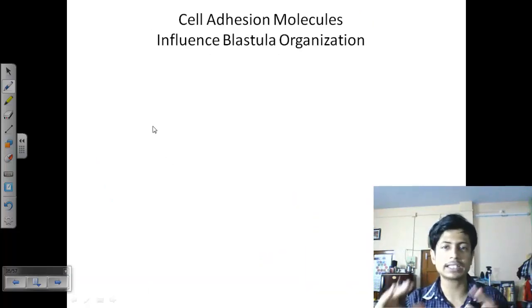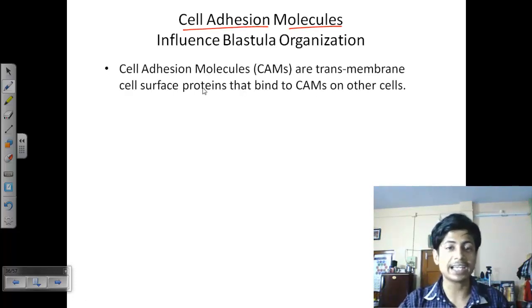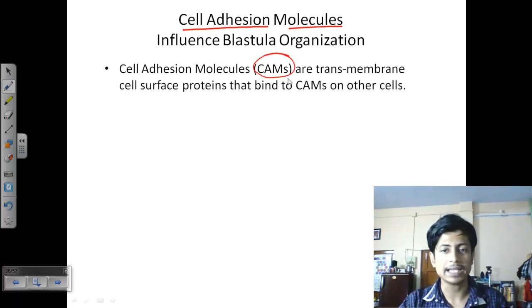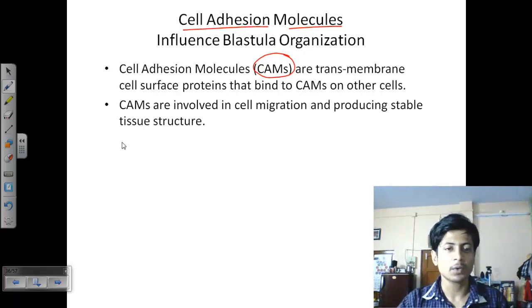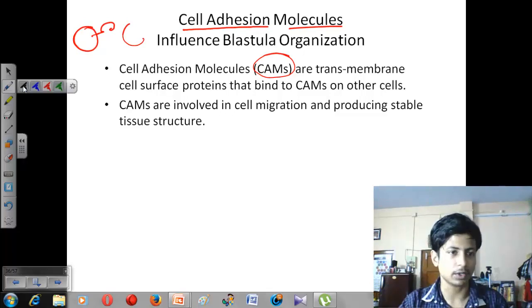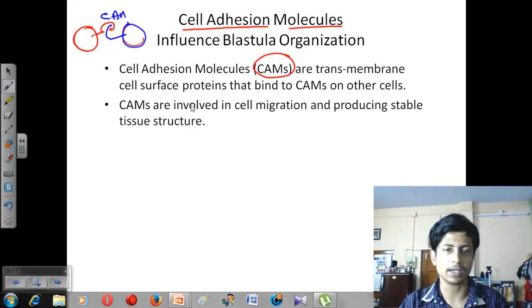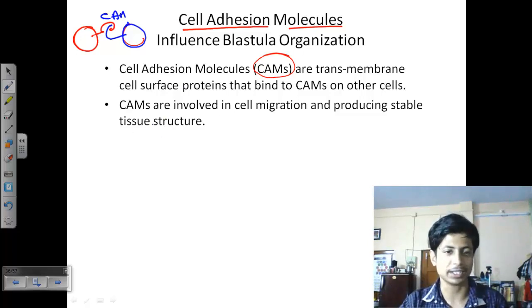So why are those cells aggregated with each other? The reason behind that is cell adhesion molecules, right, which influence the blastula organization. The cell adhesion molecules are also known as CAMs. These are transmembrane cell surface proteins that bind to the CAMs of another cell. So one cell has a kind of CAM, and another cell, let's draw it with another color, so this is another cell, has another CAM. With the help of these CAMs, those two cells can interact with each other at the surface level, and that interaction is required. So CAMs are involved in cell migration as well as producing stable tissue structure. That is also very, very important.